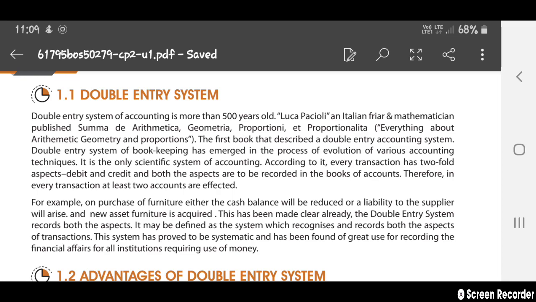It may be defined as the system which recognizes and records both aspects of a transaction, whether assets or liabilities. This system has proved to be systematic and has been found of great use for recording the financial affairs of all institutions that require the use of money.